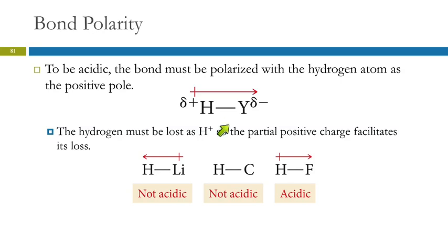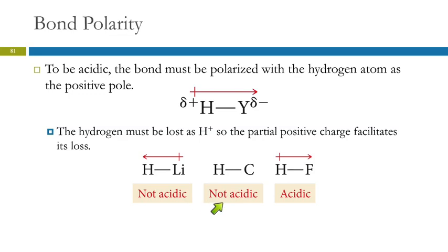So if we have a bond polarity where Y is more electronegative than the hydrogen, we've got a dipole going on here. We have a partial positive charge on the hydrogen, partial negative charge on the other element. This is promising for acidic behavior because we've got the hydrogen ion at the positive pole of this polar bond, and so losing this as a hydrogen ion is going to be a pretty easy thing to do. We have to have the hydrogen lost as hydrogen plus, and so that partial positive charge makes that easier.